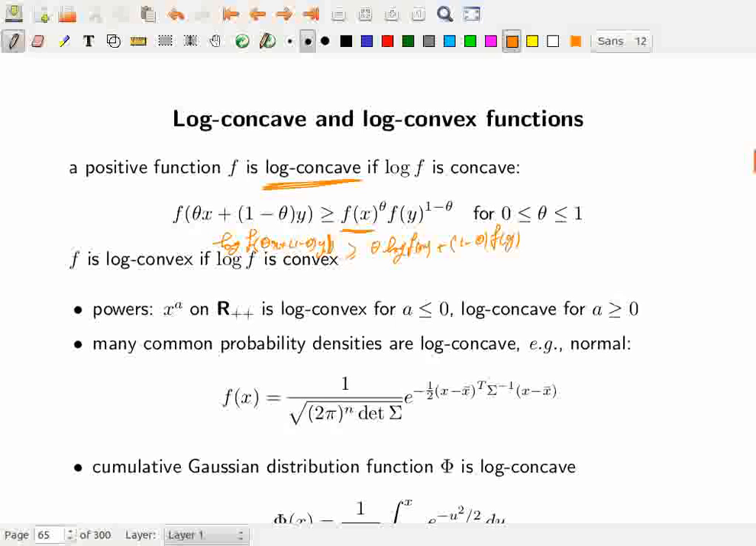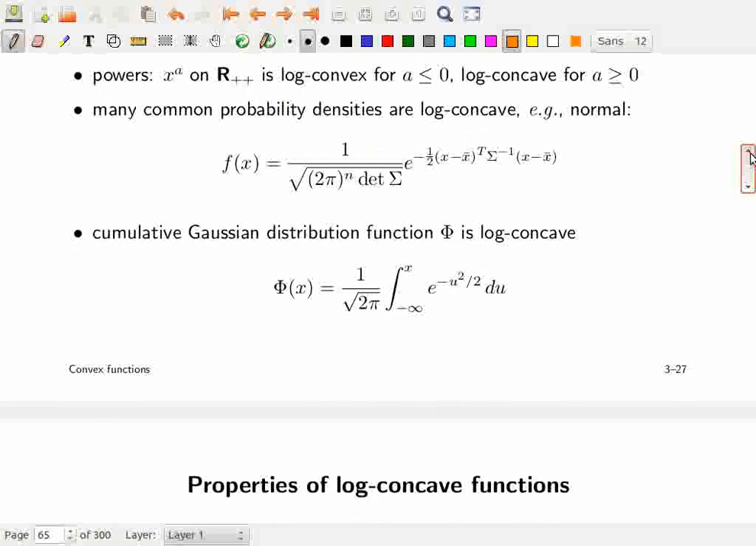Yes, and we have some famous functions that are log-concave or log-convex. For example, power function x to the power a on R plus is convex, and if a is negative is concave. Sorry, if a is negative it is convex, and if a is positive it is concave.